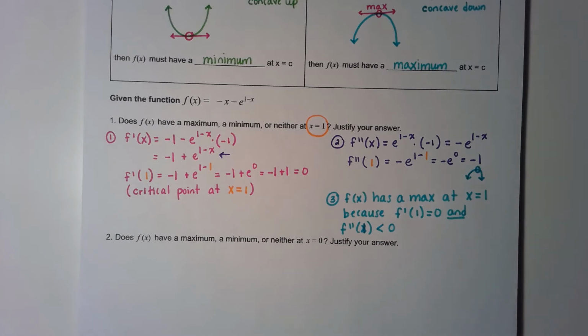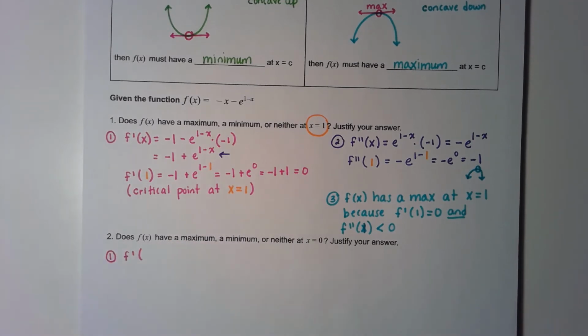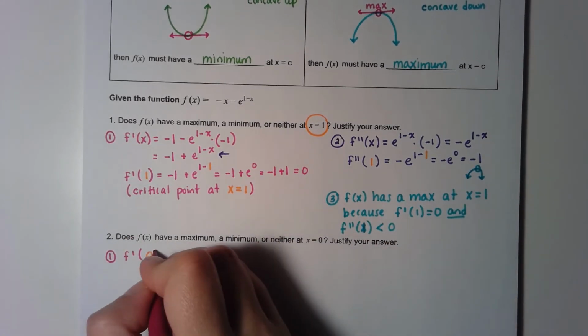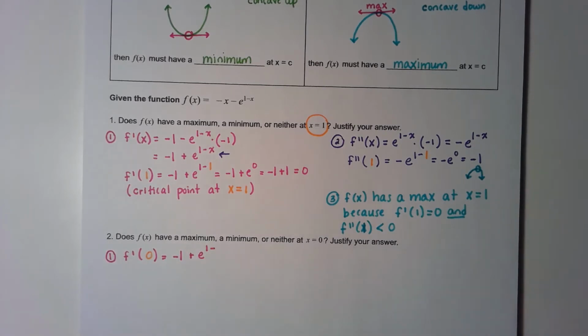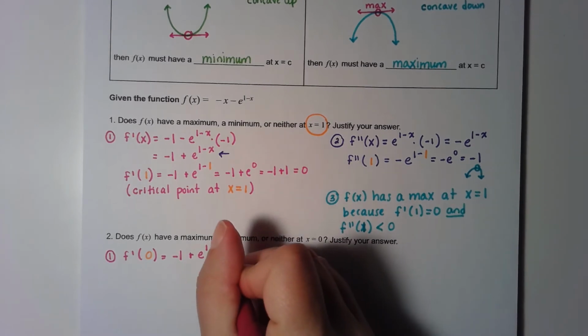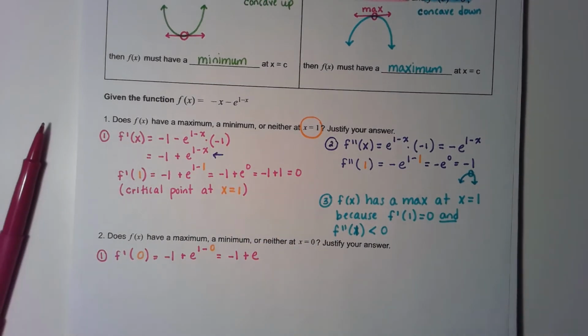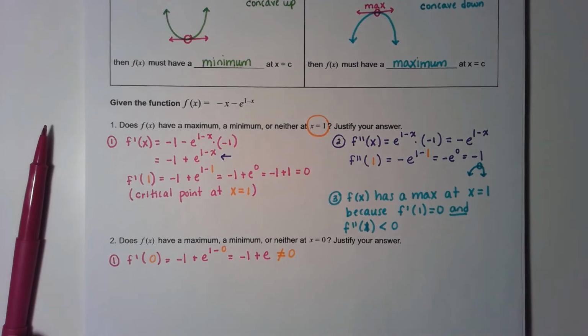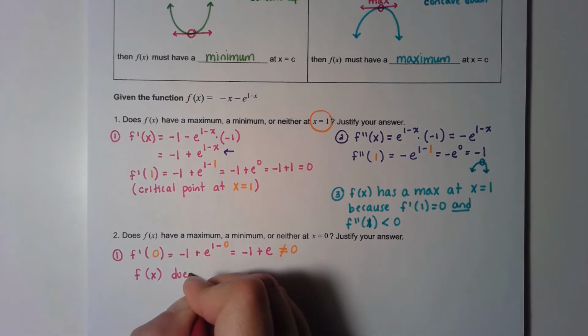Now let's do the exact same thing. We're working with the same function, but I want to know what's happening when x is 0. I've already got my derivative figured out, so I'm not going to go through the process of figuring out the derivative again. I'm just going to use the equation I already found up here, and plug in the number 0 this time. If I plug in the number 0, I get negative 1 plus e to the 1 minus 0. Now, e to the 1 minus 0 would just be e to the 1, so I get negative 1 plus e. This is not equal to 0, which means f of x does not have a critical point at x equals 0.